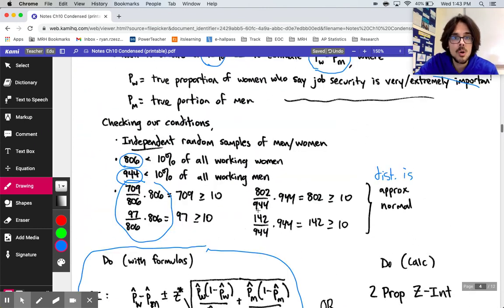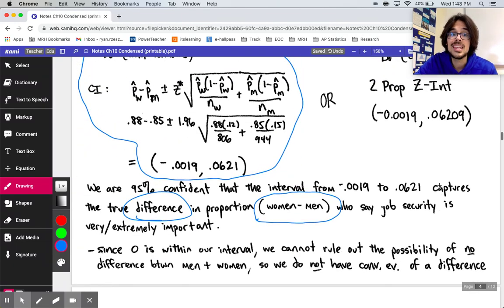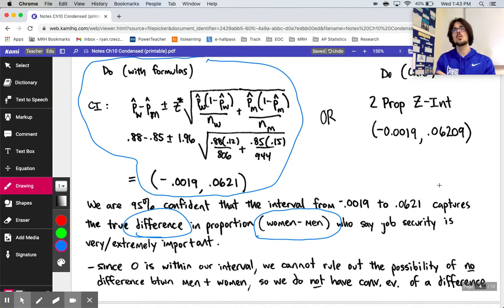The problem also asked us at the end, is this convincing evidence of a difference in the value of job security? The key with this kind of problem, like we've referenced before, you're going to look to see if 0 is inside that interval. 0 is in this interval because there are negatives and positives in it. That means, in theory, they could be the same value. If you subtract something minus itself, you do get 0. So because 0 is inside of this interval, we don't have convincing evidence that there is a difference between the two groups.